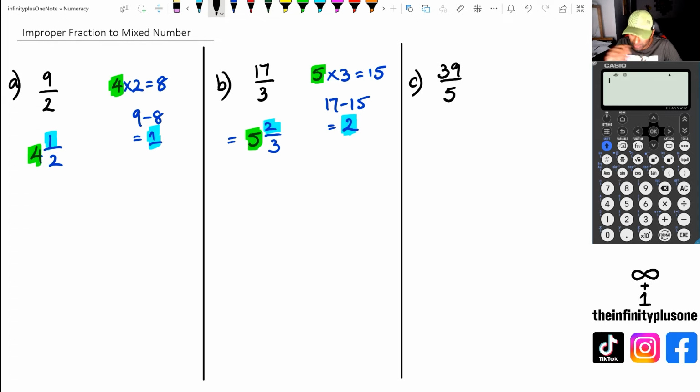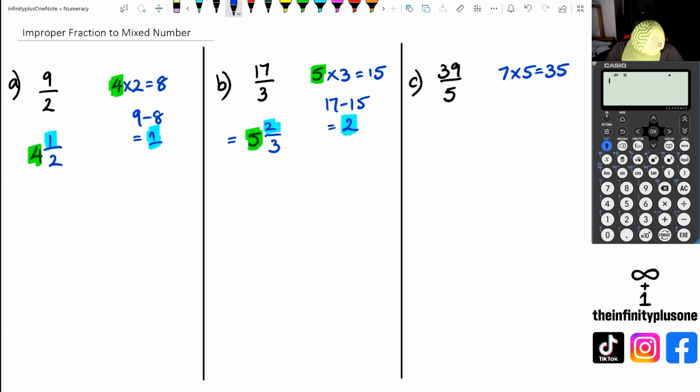Hopefully you had a chance. Okay, so let's have a look at this. Now, the lowest multiple of 5 that's close to 39 and less than 39 is going to be 35. So I know that 7 times 5 equals 35.